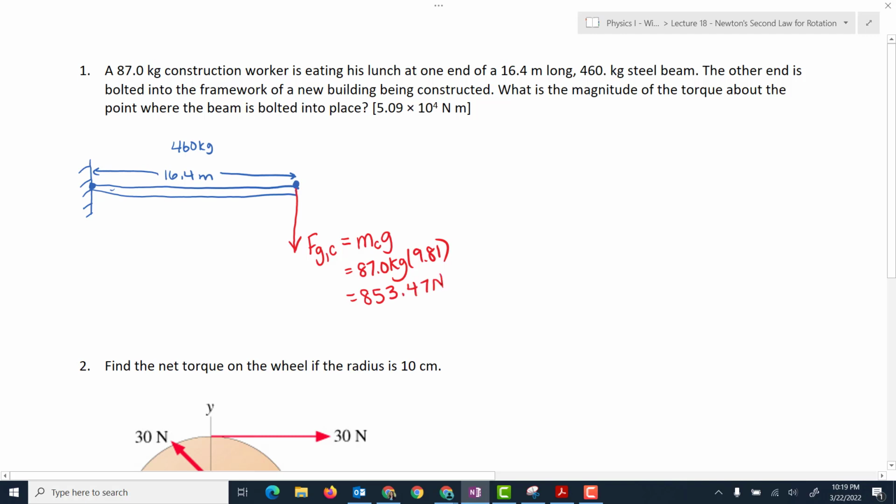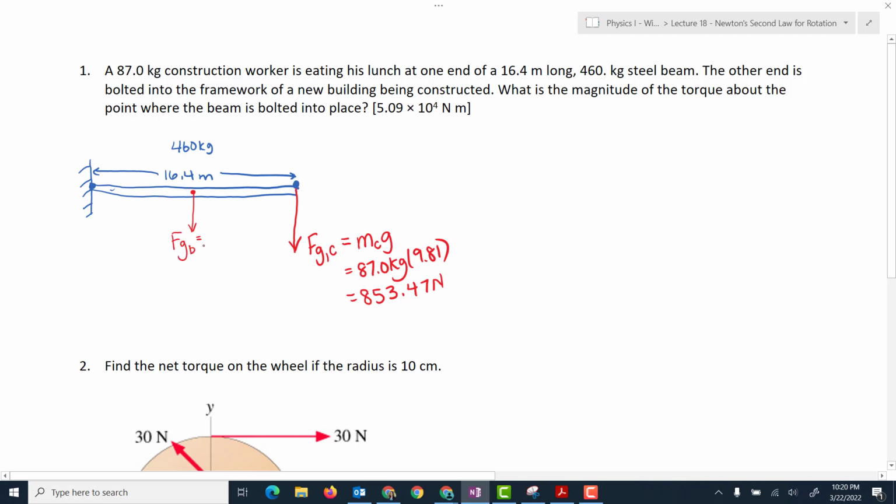Now there's another force here which is not very clearly stated, but because the beam has a mass of 460 kilograms, there's also a force of gravity, or a weight, acting from the weight of the beam itself. So when we put in a force from the weight of the rigid body itself, this beam, we would put it at its center of mass. So at the center of this object, there's a force of gravity of the beam. I'm going to call this FG beam.